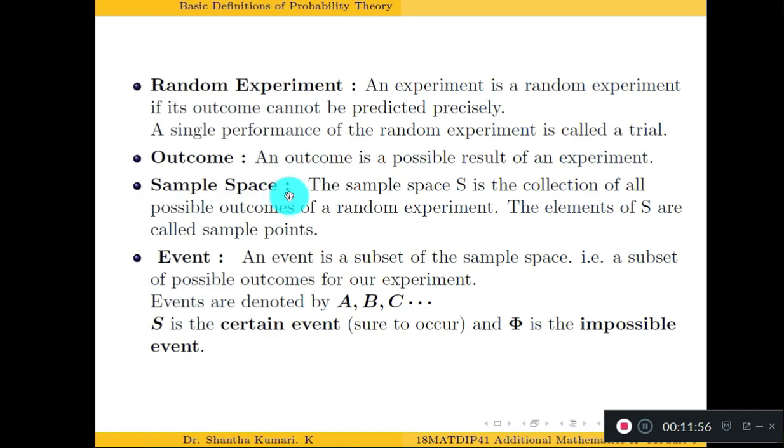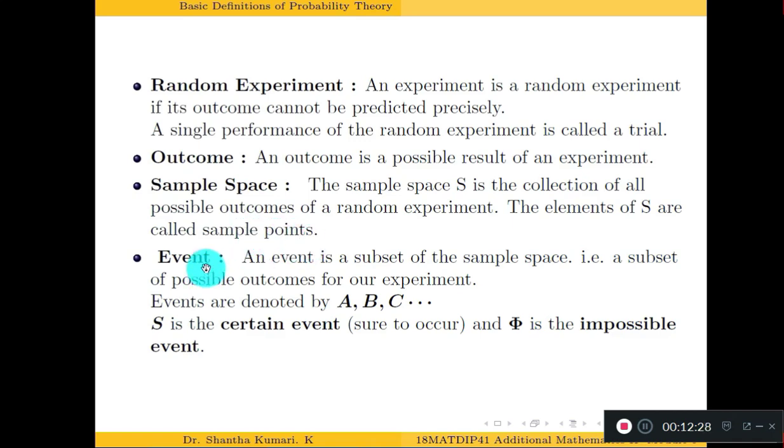Sample space. As I told you, under set theory, we use a term called universal set. Here we use the term sample space. Sample space is the set of all possible outcomes of the random experiment. It is just like the universal set of your set theory. We use the notation S, and elements of this S are also called sample points.